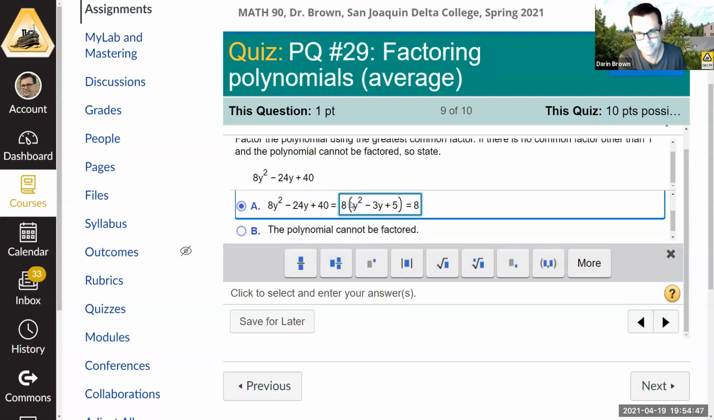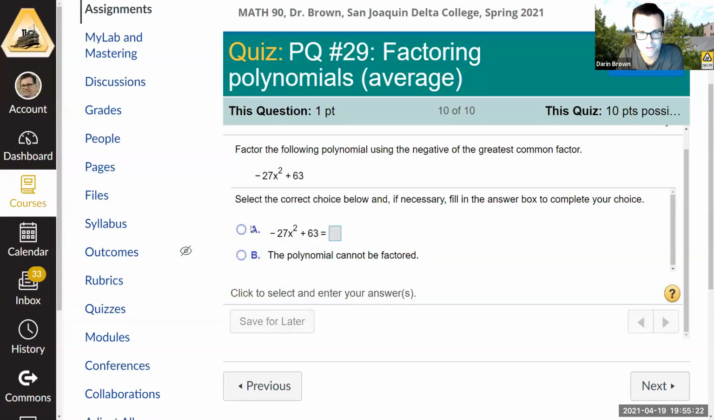Now this y squared minus 3y plus 5, I need two numbers that multiply to 5 and add to 3. That's not possible. So in fact, this is it. I can't do anything more. It does not mean that it's prime. The quadratic is prime, but since I factored out an 8 GCF, the original quadratic is not. So the y squared minus 3y plus 5 is prime, but the original 8y squared minus 24y plus 40, that's not prime.